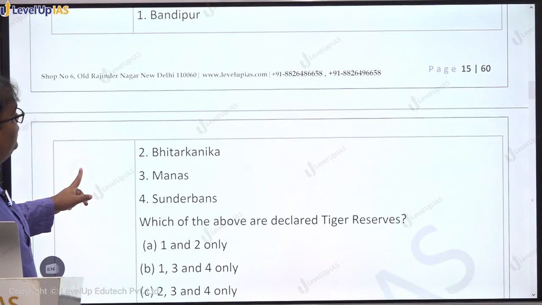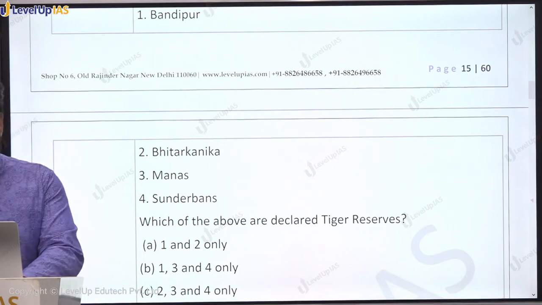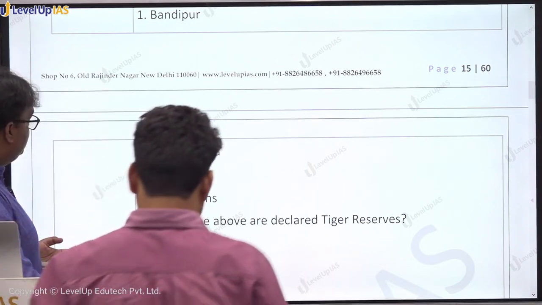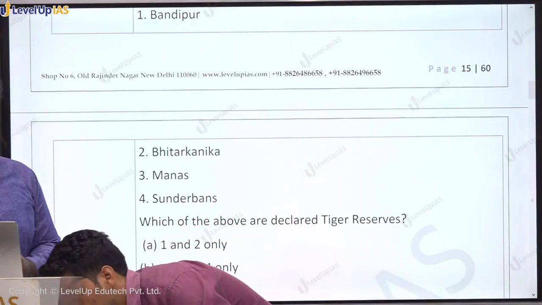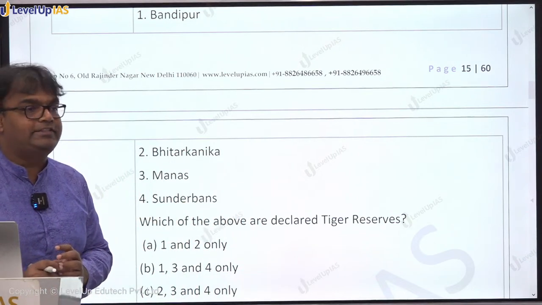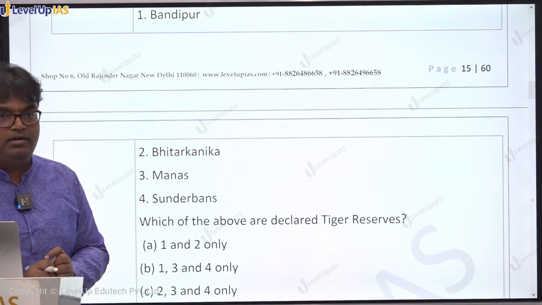Which of the above are tiger reserves? Bandipur, Bhitarkanika, Manas and Sundarban. One, three and four. Yes. Bhitarkanika is not a tiger reserve. If you go to Odisha, there are three tiger reserves. All three start with S: Satkoshia, Simlipal and Sunabeda. Sunabeda is a proposed one.